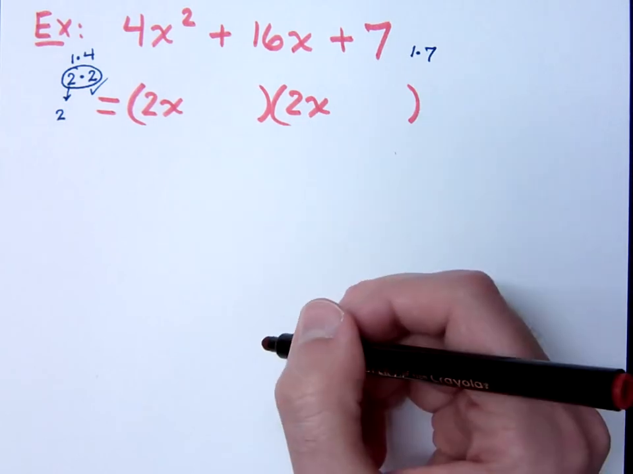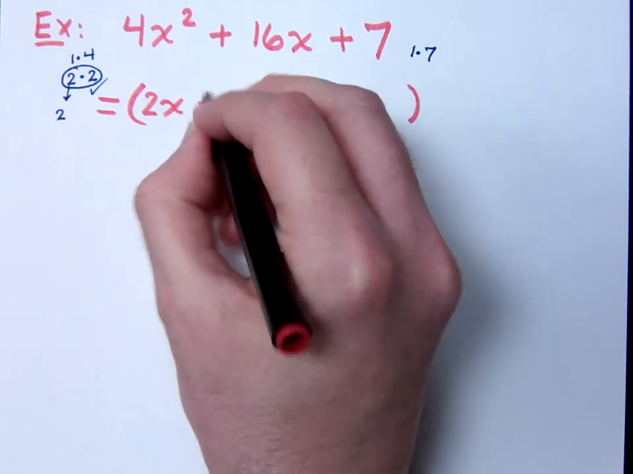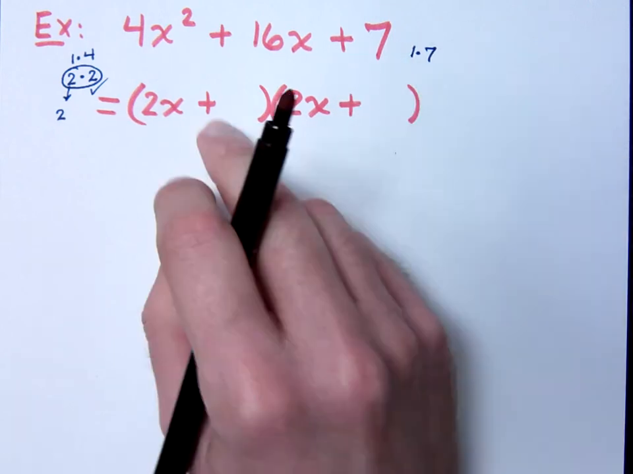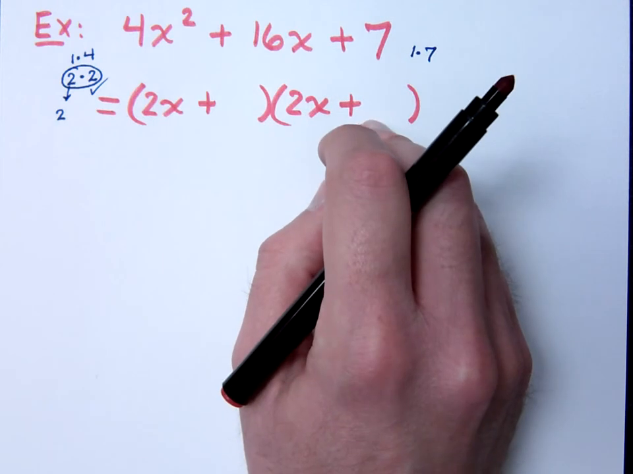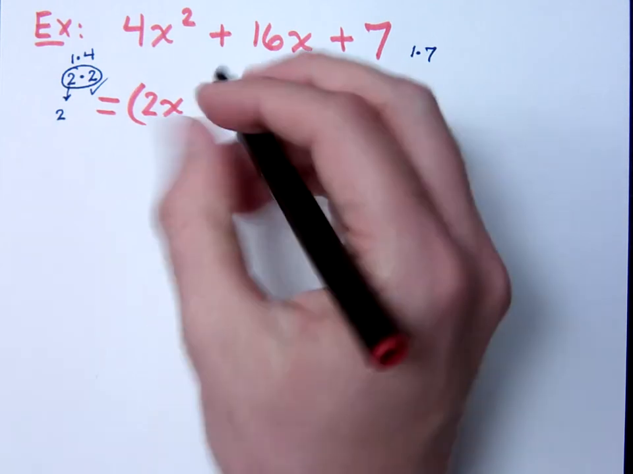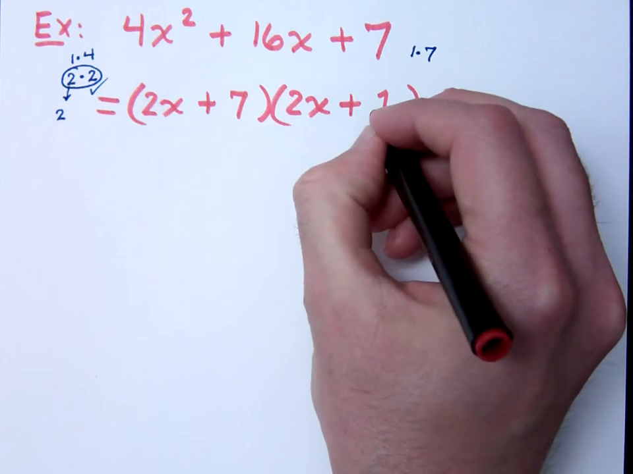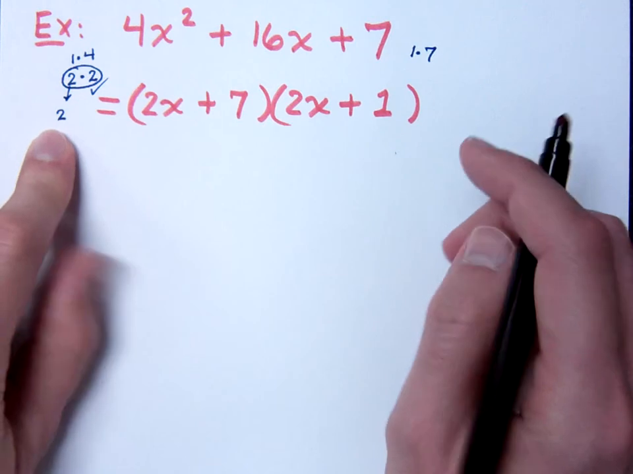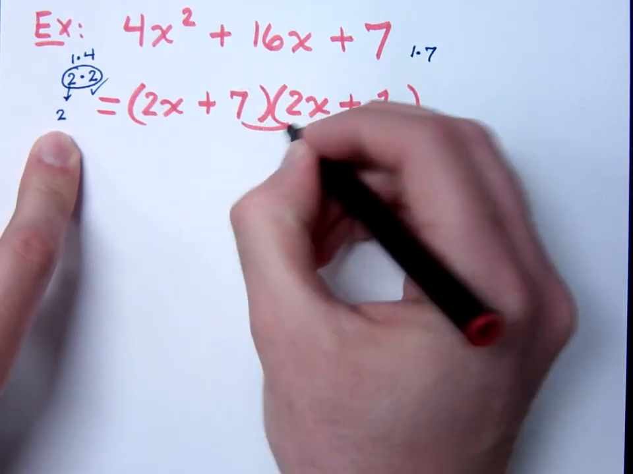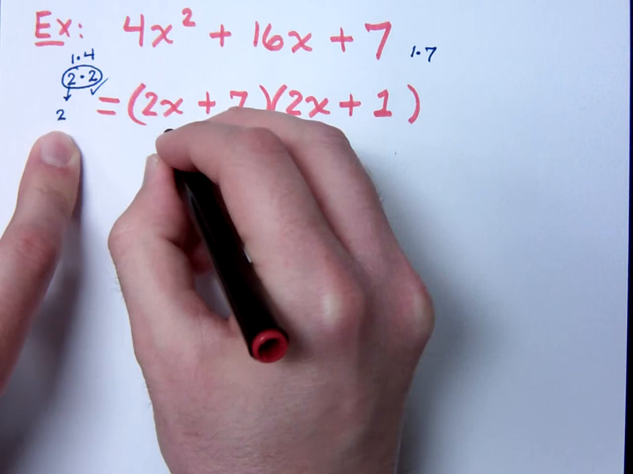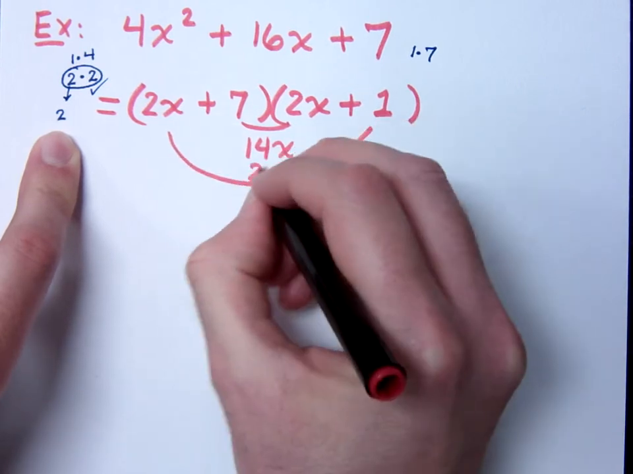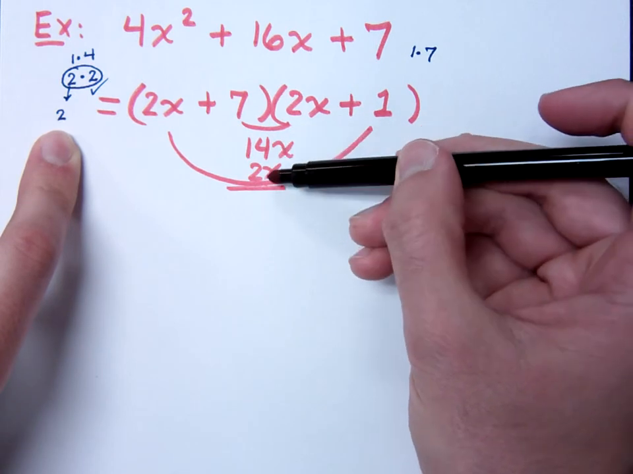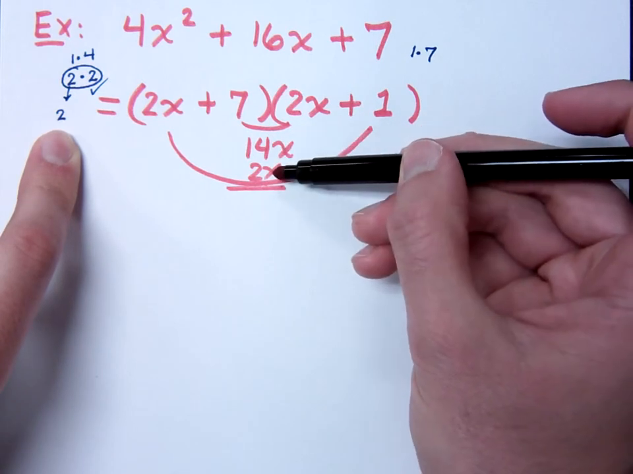What do you know about your signs for the positive 7? They're both positive. So I've got to use the 1 and the 7. Should I put the 7 with the first 2x or the second 2x? Doesn't matter. So 7 and 1. Now this is why the logic comes into play. Common factor is 2, right? Notice that whenever I do the inside piece, I get 14x. The outside piece is a 2x. Do you agree? Notice how this one's a multiple of 2, and this one's also a multiple of 2.